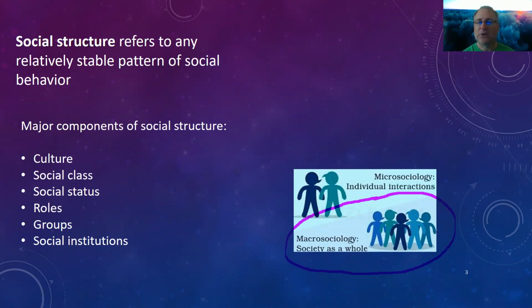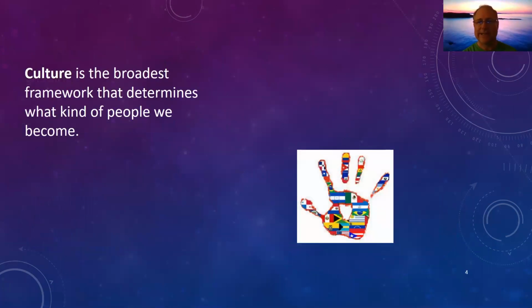There are 6 major components of social structure, including culture, social class, social status, roles, groups, and social institutions. So let's take a look at each of these, starting with culture. And culture is the broadest framework that determines what kind of people we become. And culture includes things like language, beliefs, values, and behaviors.